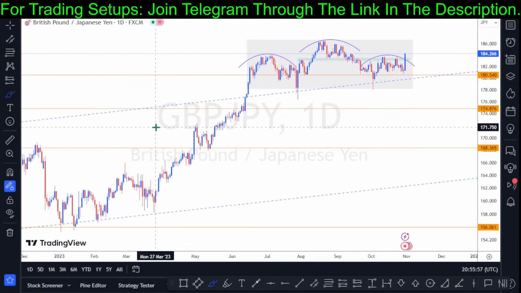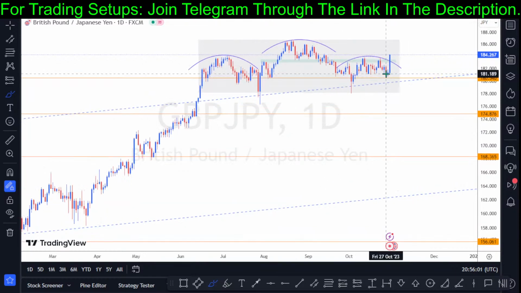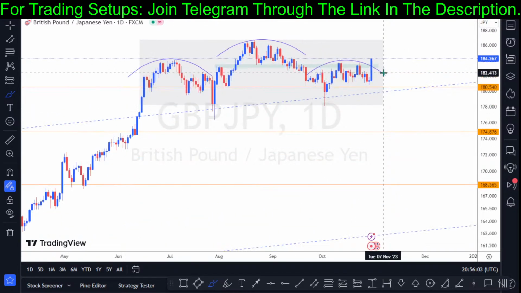So currently I have no open position and I have no interest in trading this currency pair because I already have a plan. So I'm looking out for my plan. If my plan doesn't work out, then I will just divert my attention to other currency pairs. So this is my view on JPY.